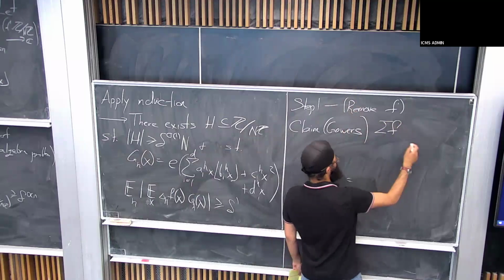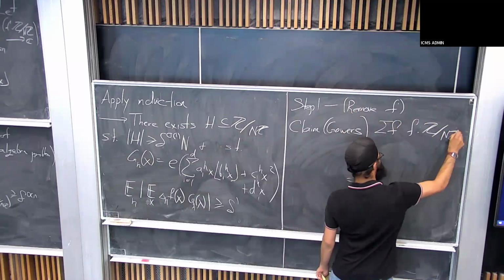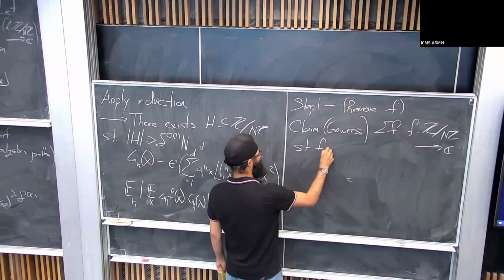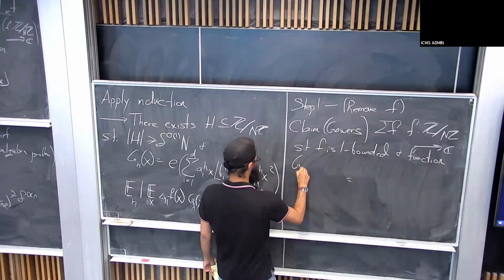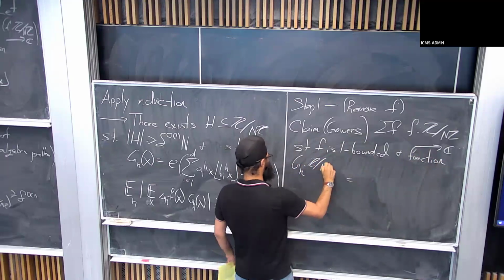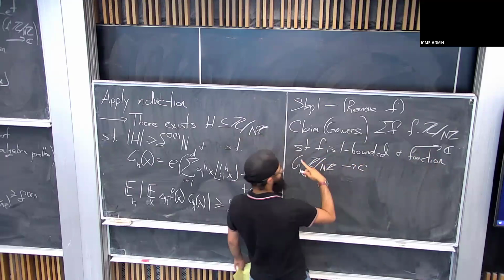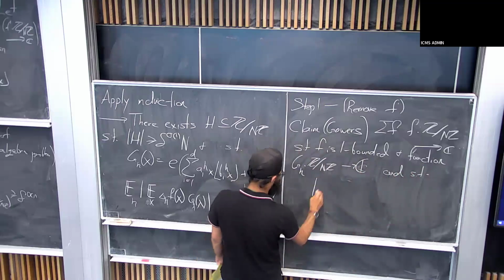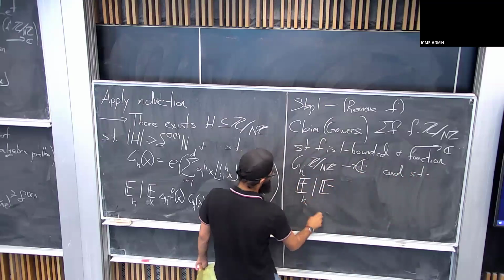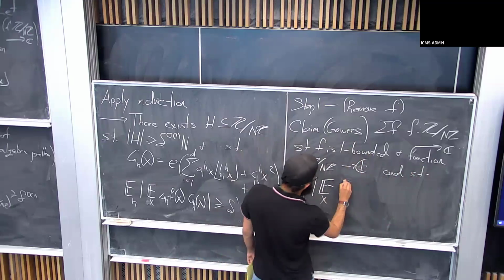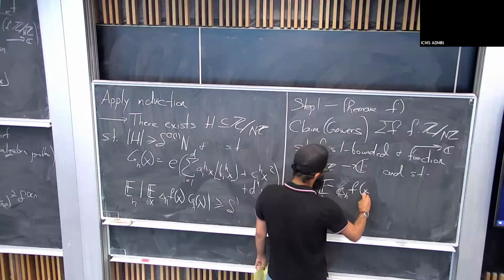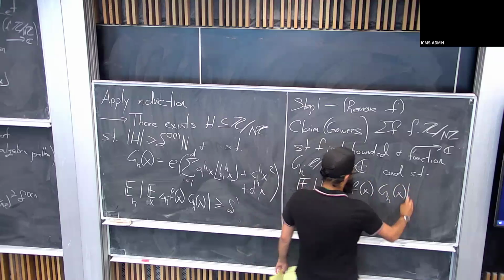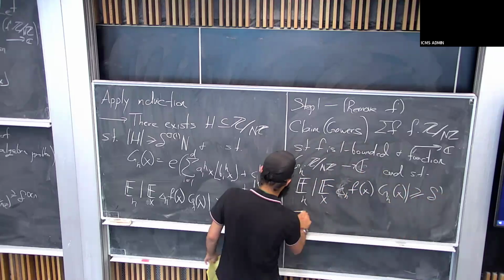You have a function f from Z mod NZ to C such that f is 1-bounded, and functions g_h, which are also from Z mod NZ to C, such that the expectation over h of the expectation over x of delta_h f of x times g_h of x is bigger than delta prime.